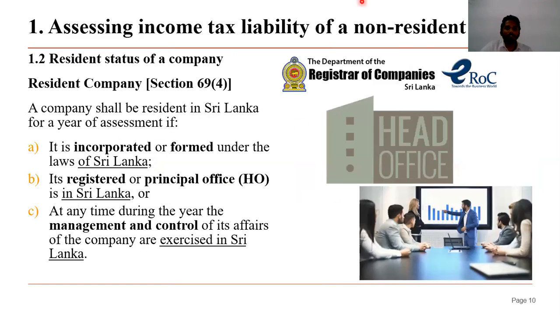And then the company perspective is again an important area for you. Section 69.4 explains how to determine the residency of a company, because we discussed it previously on the very first day when we were discussing company taxation. Therefore I will quickly go through how to determine the residency of a resident company.